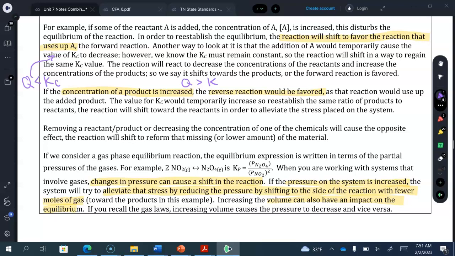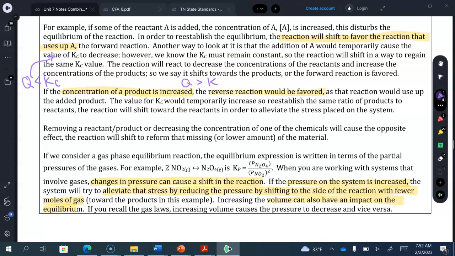So as a reminder, the value Q, the quotient, allows us to see where a reaction is with respect to equilibrium when we compare it to K. K is the ratio of products to reactants at equilibrium. Q lets us see where we are with respect to that equilibrium and how the reaction will shift. So removing a reactant or product, or decreasing the concentration of one of the chemicals, will cause the opposite effect. If you decrease or take something out, it's going to shift towards that. The reaction will shift to reform that missing or lower amount of the material.